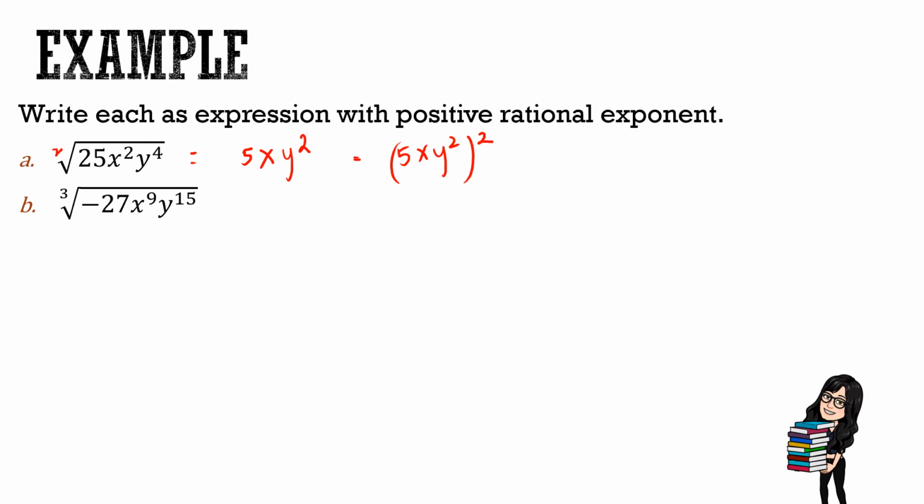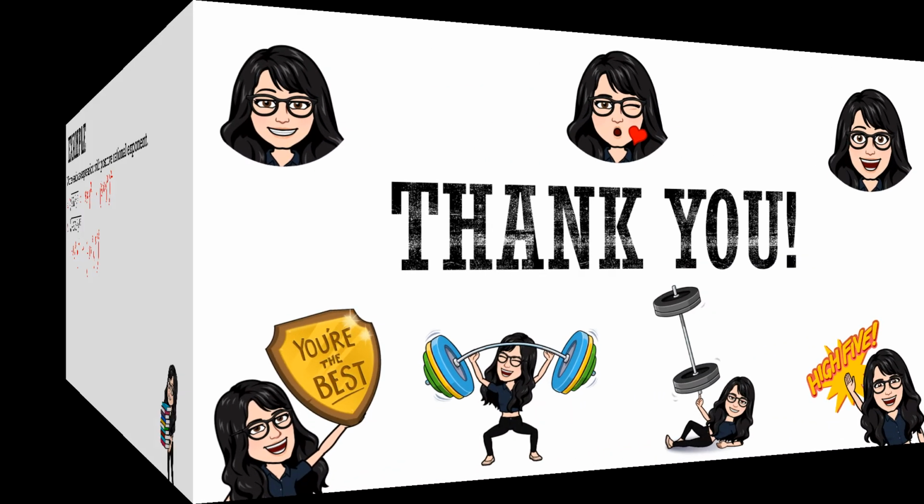Next, cube root of negative 27, x to the 9th power, y to the 15th power. We have the cube root of negative 27, since this is negative and the index is an odd number, we have negative 3. Then x to the 9th, so 9 divided by 3, we have x cubed. Then y to the 15th power, so 15 divided by 3, we have y to the 5th power. So this can also be written as negative 3 x cubed y to the 5th. Thank you.